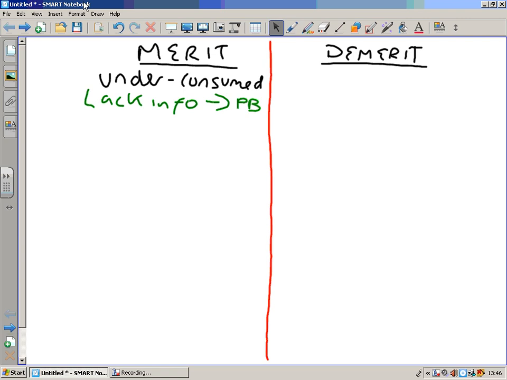Good examples are things like fruit and vegetables, with some people water or exercise, so things like running, for example, things that people under consume, don't understand the benefits it will do for them. And what we said this is because of is information failure.